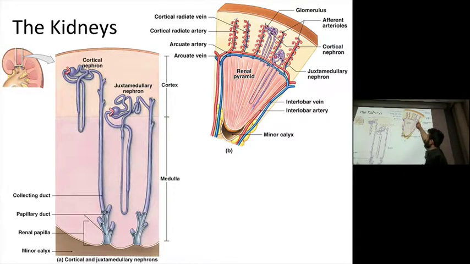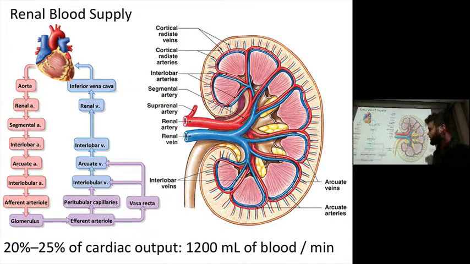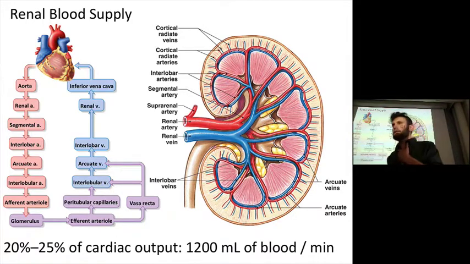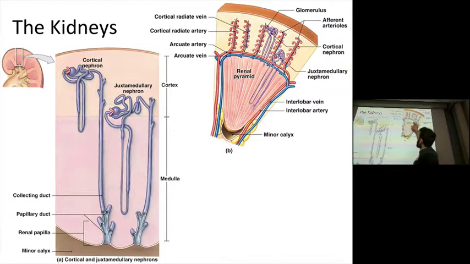So then we have these cortical radiate arteries and veins. I should go back and change this. This word here, interlobular, is antiquated. That's not actually the word that they use anymore. I should change that in that diagram. But the correct terminology now is cortical radiate, and it's a little bit more descriptive and a little bit less easy to confuse with an interlobar artery, which also exists. So these cortical radiate arteries are then going to put off afferent arterioles, which are going to go into the glomerulus, and then there's going to be efferent arterioles that come out of them. And we'll see what those look like in a moment.